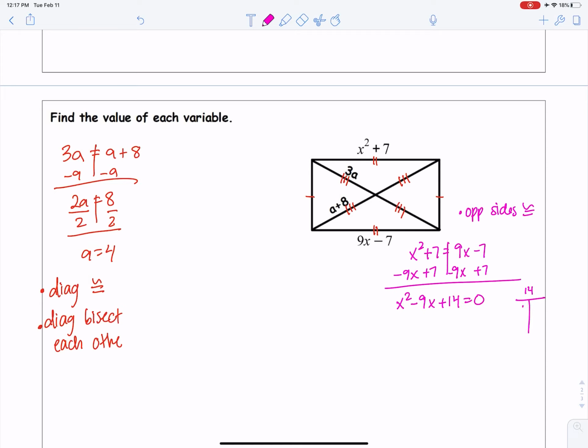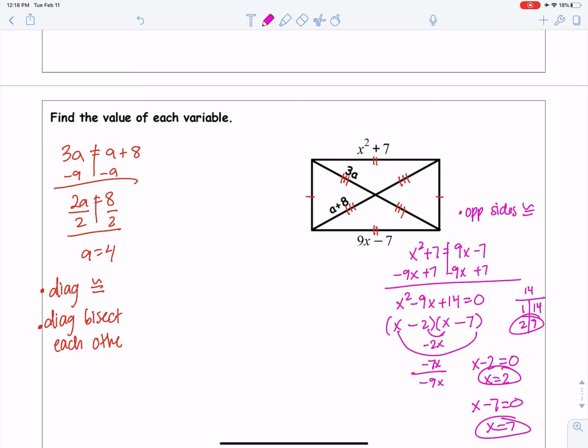So I need factors of 14. So I'm going to use 2 and 7. So I've got x, and then I'm going to use 2 and 7. So to check, I'm going to multiply here and multiply here. The only way to get a negative 9 is with a negative 2 and a negative 7. So these are both going to be subtraction. So I get x minus 2 is equal to 0 and x minus 7 equal to 0. So this is x equals 2 and x equals 7. So I have 2 answers for that one, which is okay since it's not the side length. We're just going to take both answers.